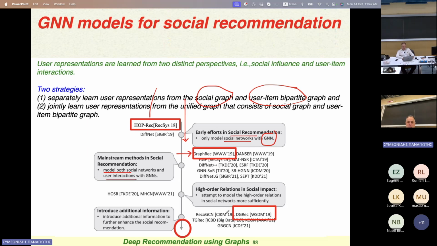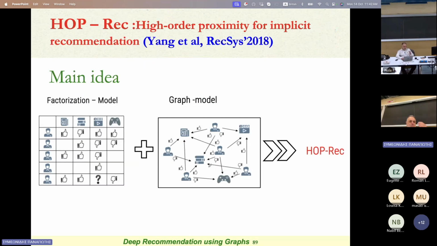And later, there is also the work of DGREC, published in the WSDM Conference, which introduces additional information to further enhance the social recommendation. Okay, so these are the 3 works that we will discuss now.